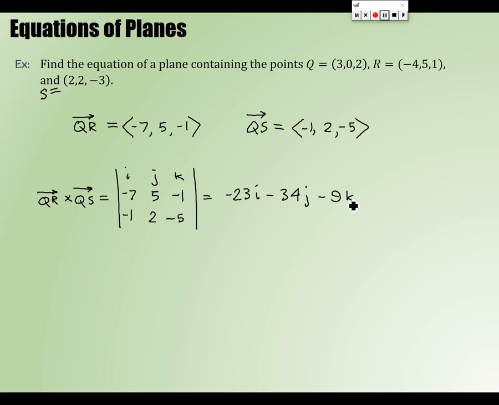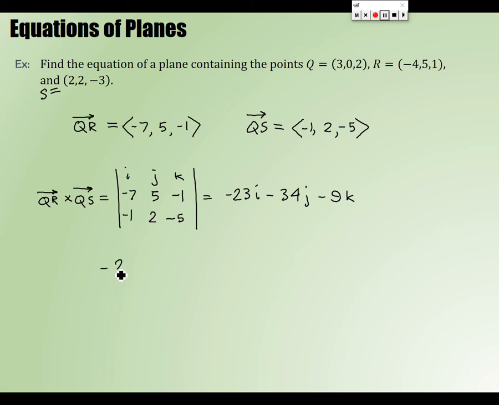Which point would you like to use? We've got a normal vector now. Which point would you like to use? Whichever one you like. How about 302? Because there's a 0 in it, and that makes me happy. I like multiplying by 0. Whatever, but maybe someone else use a different one just to prove the point. It works.